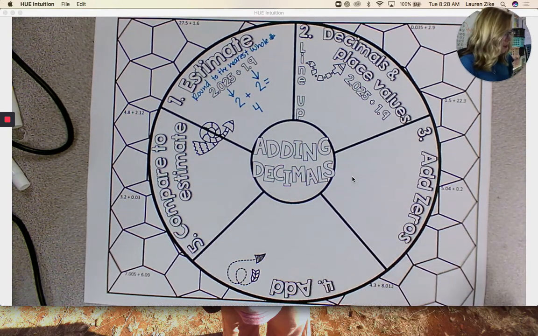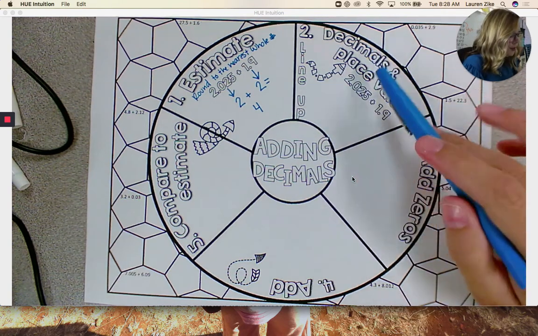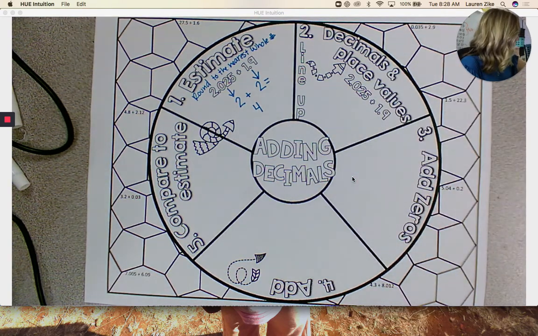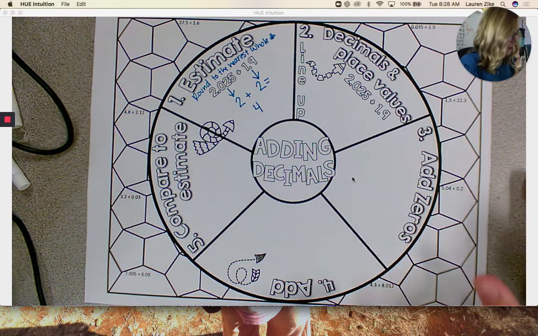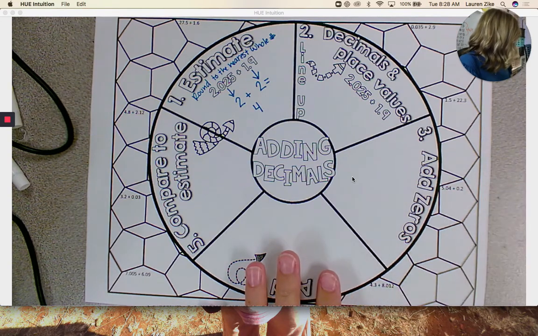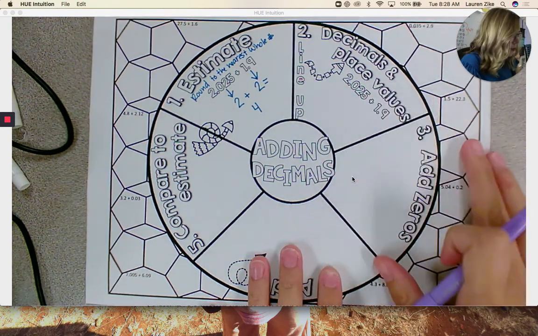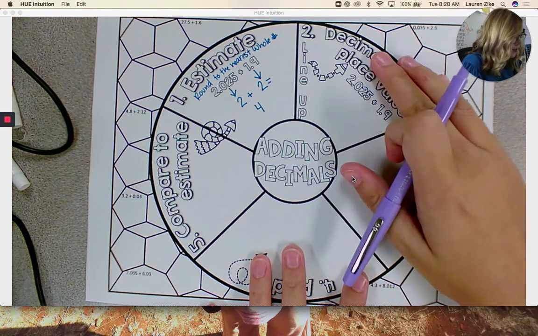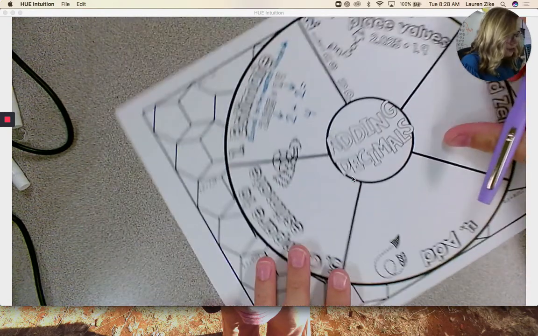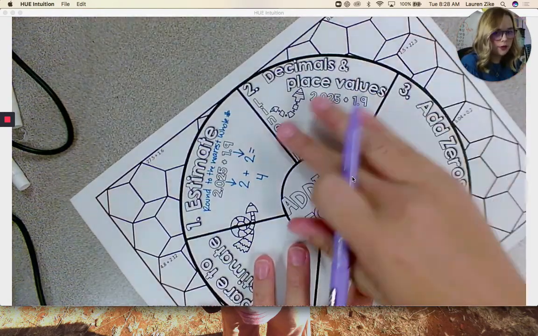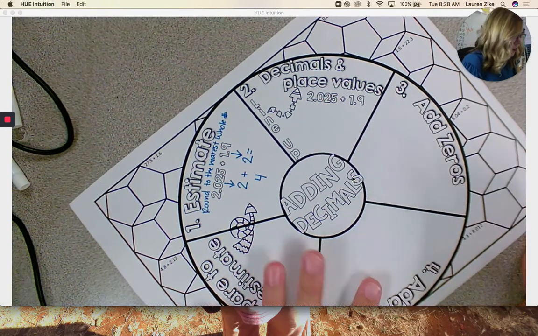Now let's continue. Step 2, we line up our decimals and our place values. If you remember when we talked about adding decimals last week, we talked about how our decimal points are kind of on a string, or they're magnets, so they all stack up on top of each other. So we are going to stack our numbers and make sure that we line up our decimals and our place values. So I'm going to turn so my little segment is straight for me.